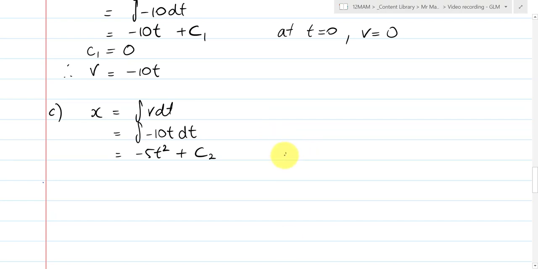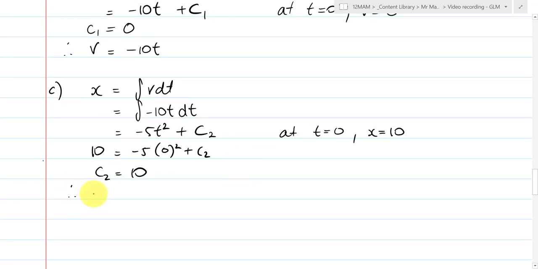So I get this. At t equals 0, x is equal to 10. So I've got my initial value, and I can put that in now. I get 10 is equal to negative 5 times 0 squared plus C2, which means C2 is equal to 10. And so if C2 is equal to 10, then x is equal to negative 5t squared plus 10. So there's my displacement model.